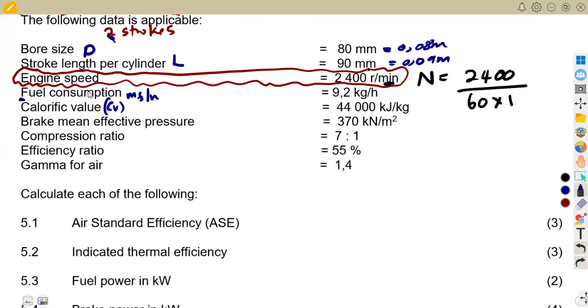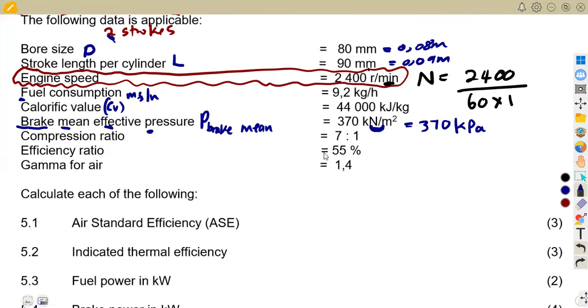Then also we have the brake mean effective pressure. Take note, that is our P brake mean, which is 370 kilonewton per square meter. These units represent what? Pascal, which is kilopascal. So this is 370 kilopascal, the brake mean effective pressure.